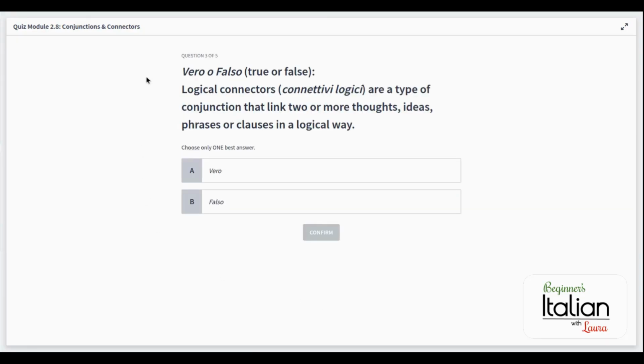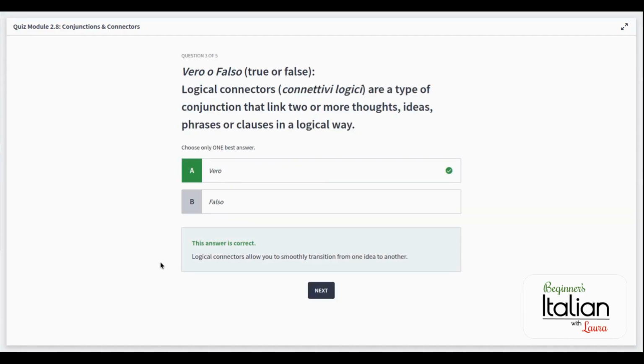Number 3, vero o falso, true or false. Logical connectors, connettivi logici, are a type of conjunction that link 2 or more thoughts, ideas, phrases, or clauses in a logical way. Choose only one best answer. A, vero, or B, falso. This one was correct. Logical connectors allow you to smoothly transition from one idea to another.